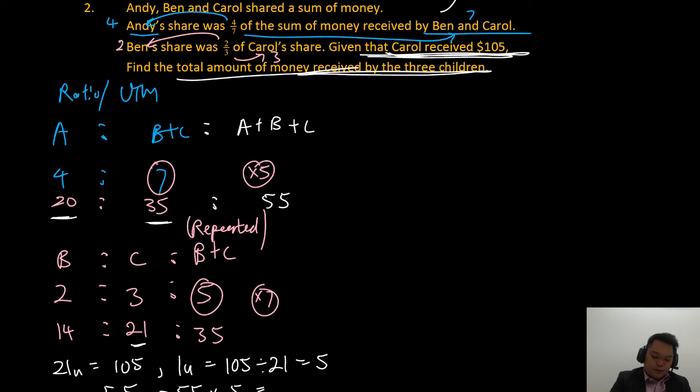What are you going to get? $275. So your answer over here is $275. Okay, Francine, you got it.